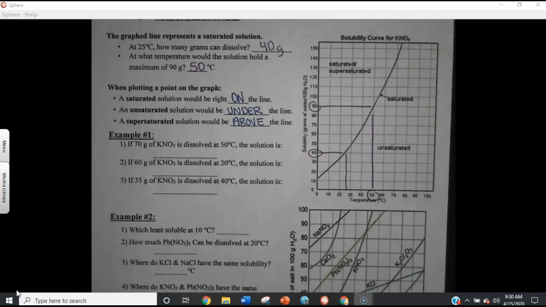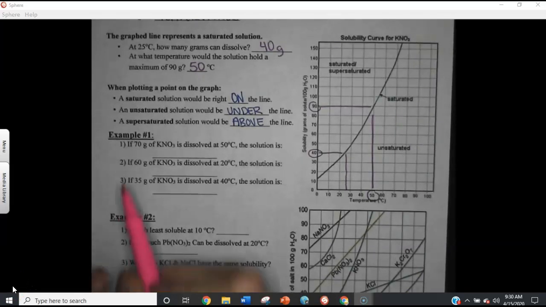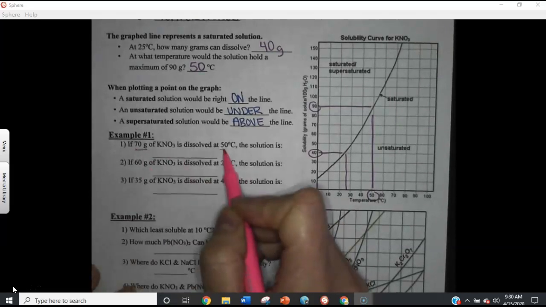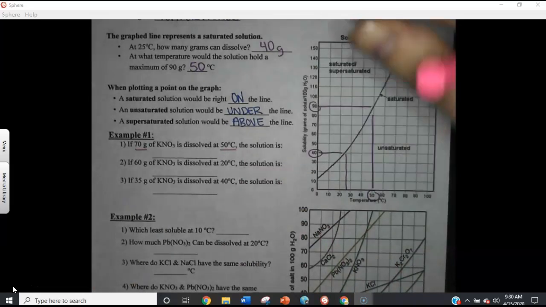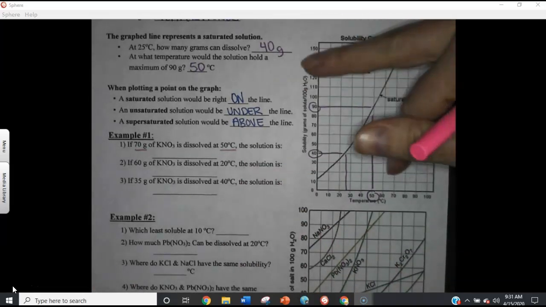So example 1 says, if I'm going to dissolve 70 grams at 50 degrees, okay, I just want to plot that point. So my grams and my degrees. Really, the only problems I find from students is you switch them, okay? You'll get grams and Celsius backwards.